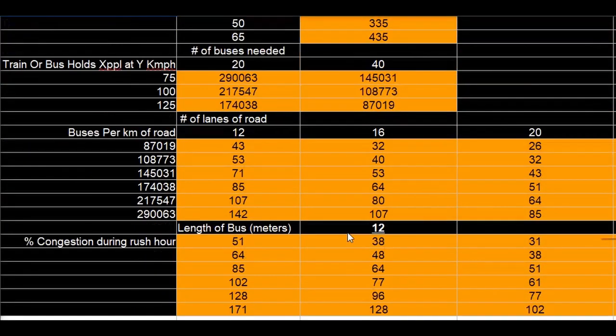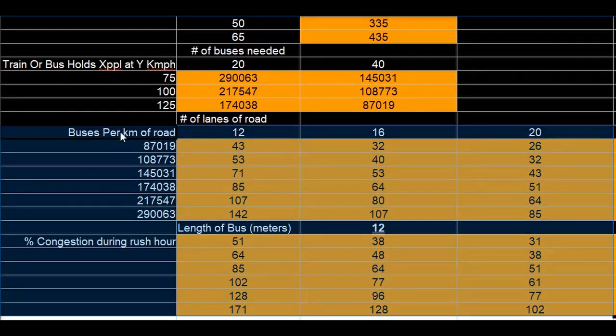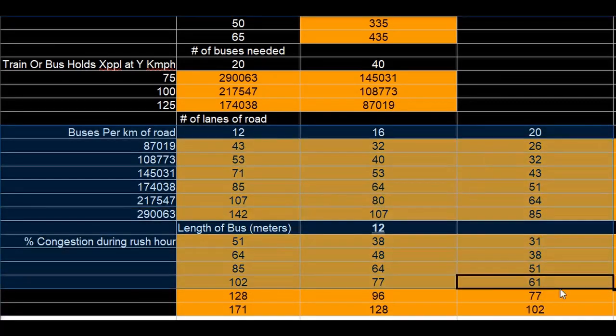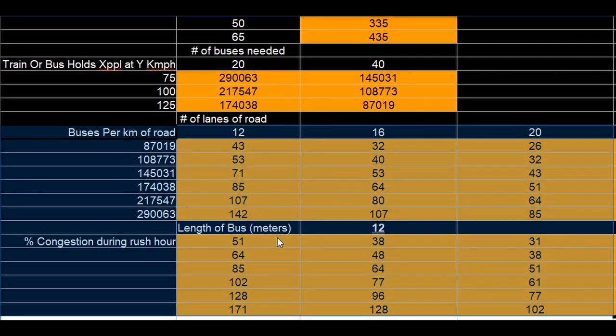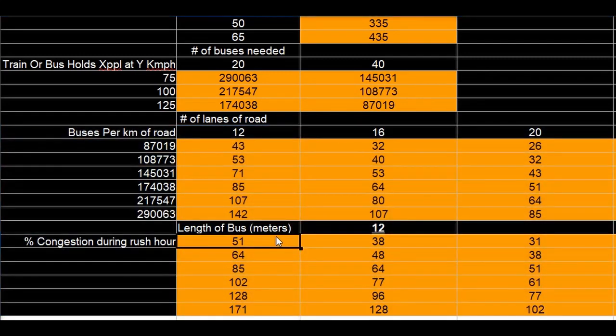This is why I went with buses. I should have probably said that in the beginning of the video. But this is why I went with buses, because then you don't have to worry about the number of stops, and you don't have to worry about loading and unloading, because each bus is like its own unique vehicle.